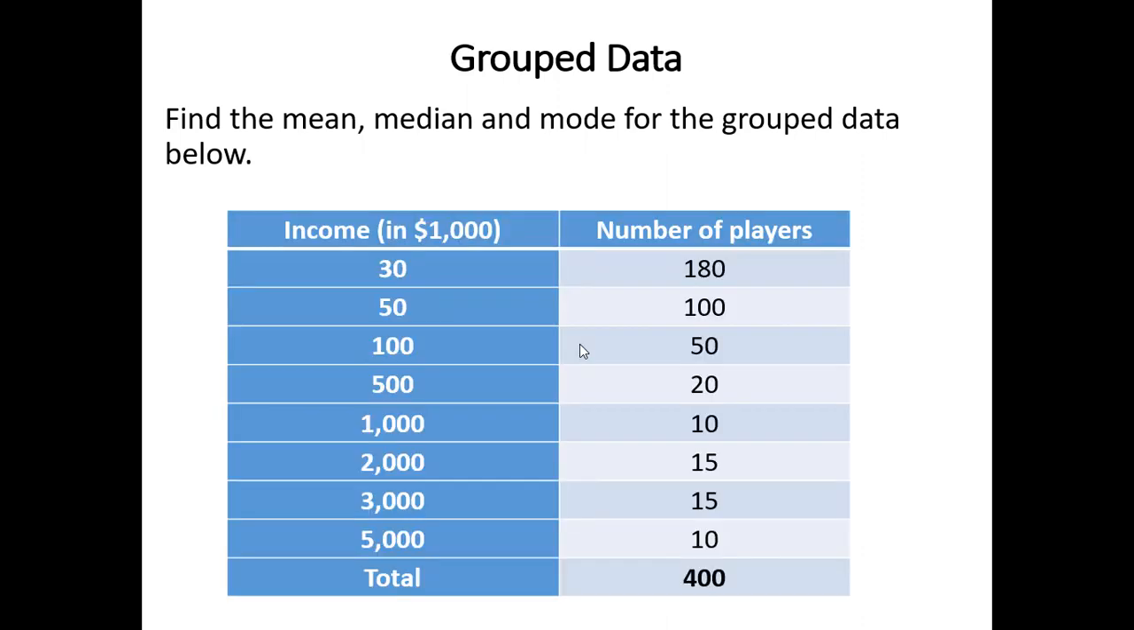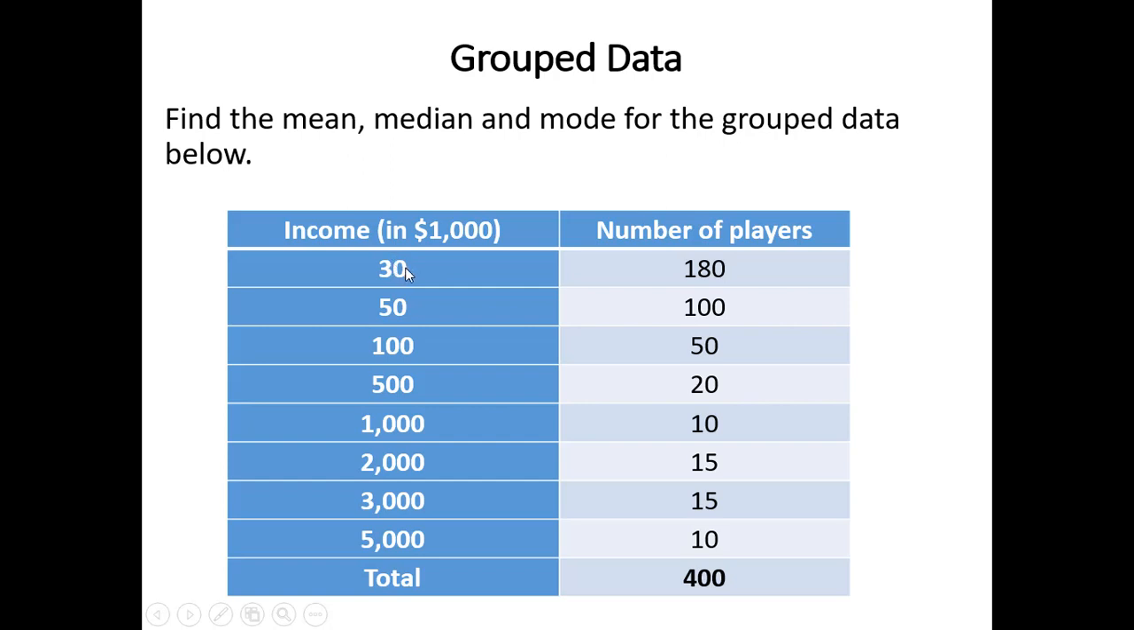Okay, so when I say grouped data, what we're talking about is an example like this. Let's say we have data grouped like this, and let's say these are incomes for a certain group of people. These are scaled in thousands, so 30,000. Let's say there were 180 players that had an income of 30,000. Now this data comes from a minor league baseball team. So you could see 180 players have 30,000, 100 players have 50,000, and so on. Okay. So your data set here is grouped like this.